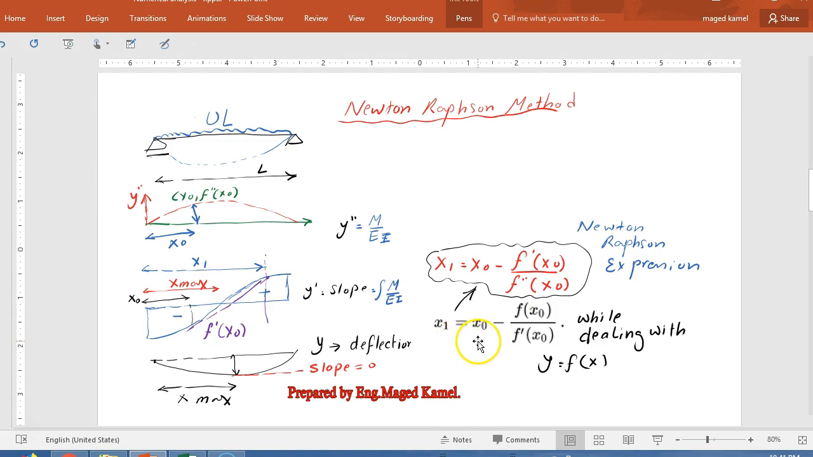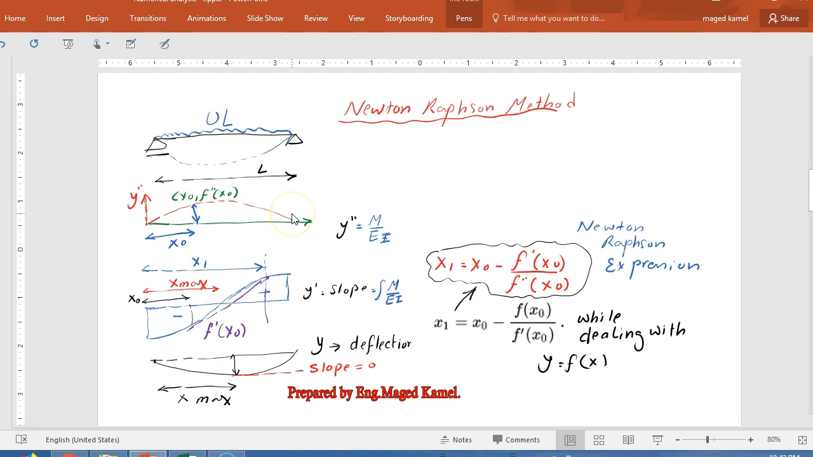Before, x1 was x0 minus f x0 over f dash x0, while we were dealing with y as a function of x. Now our root point is at another curve, which is y dash, which is a function of x. That's why we are going to replace the f x0 by f dash x0 and the f dash value by f double dash x0. The f double dash x0 is a curvature variation.